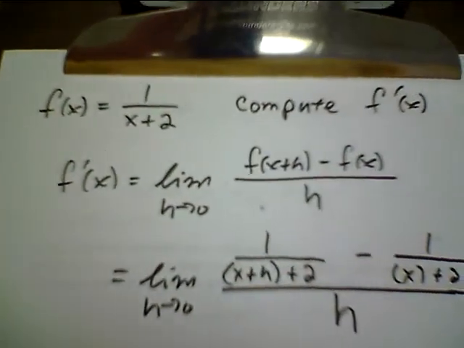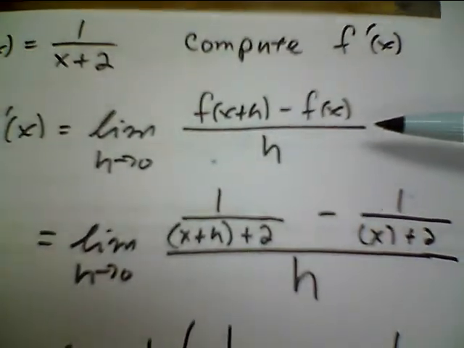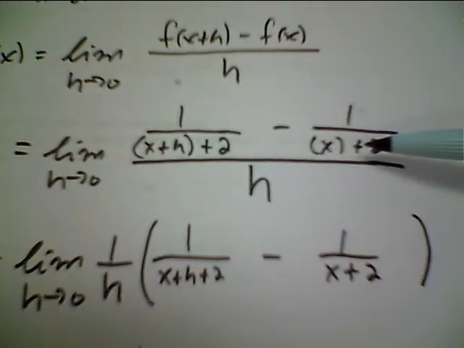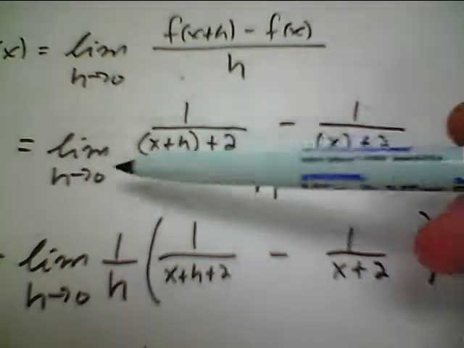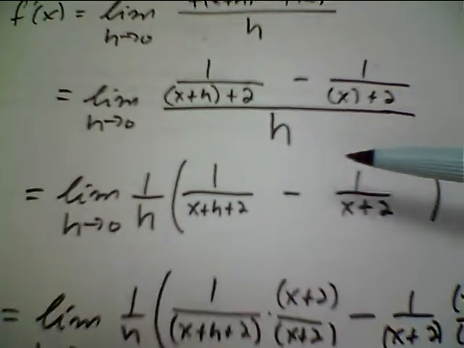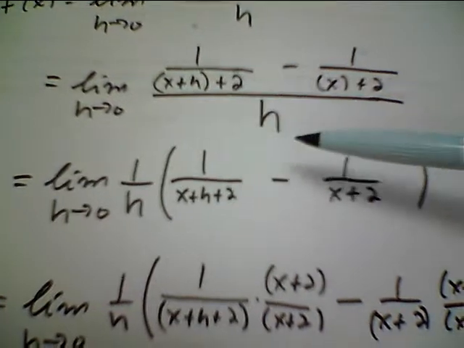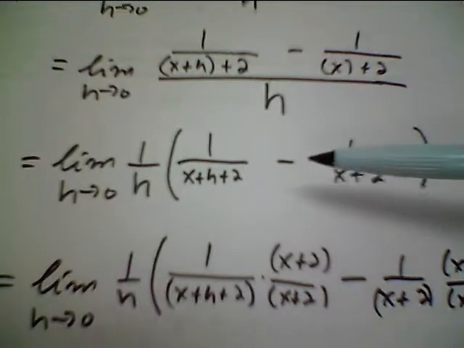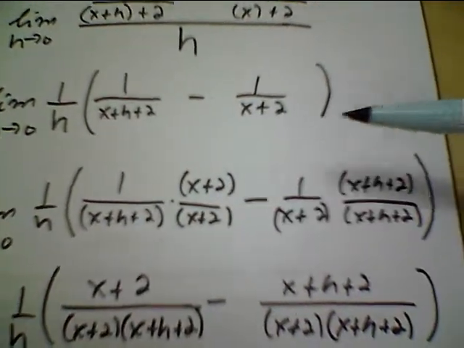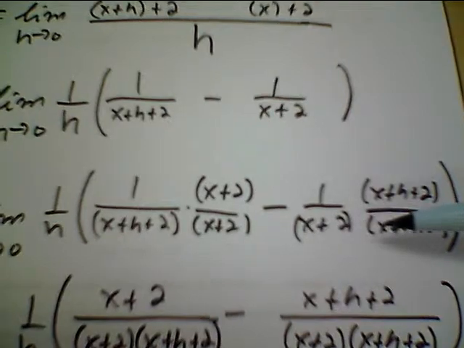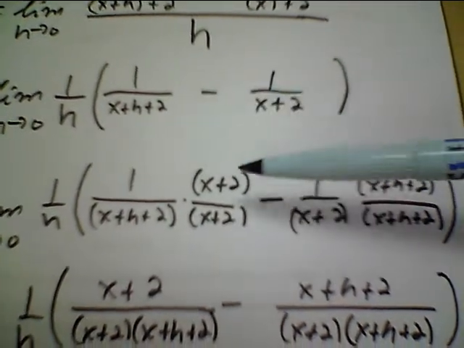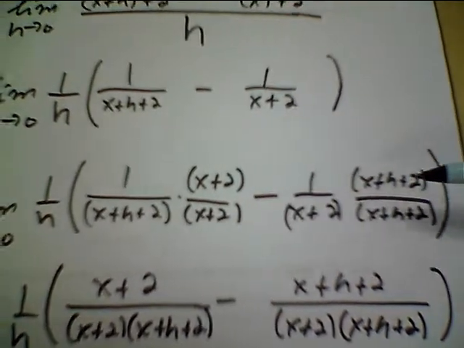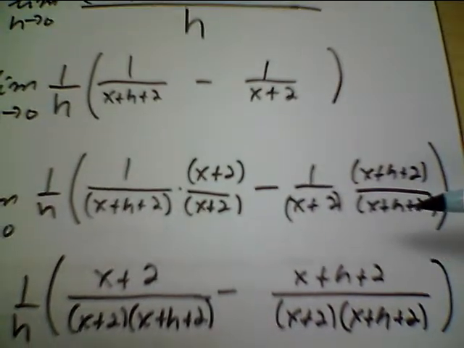So just to recap, start with your difference quotient, plug in f of x plus h minus f of x. And then my strategy here is if I have a fraction of fractions, I move the h over and I make it a 1 over h instead of dividing by h. Then I find a common denominator. So in this case, the common denominator is the product of the two denominators. So I can't change the value, so I have to multiply this by 1. It's x plus 2 over x plus 2. x plus h plus 2 over x plus h plus 2.